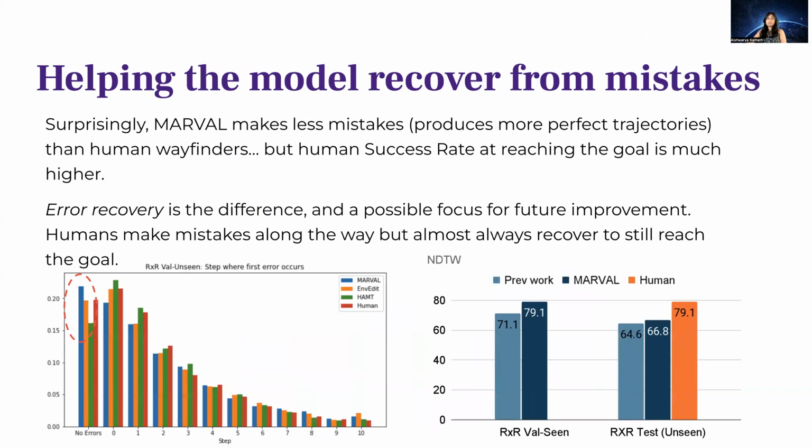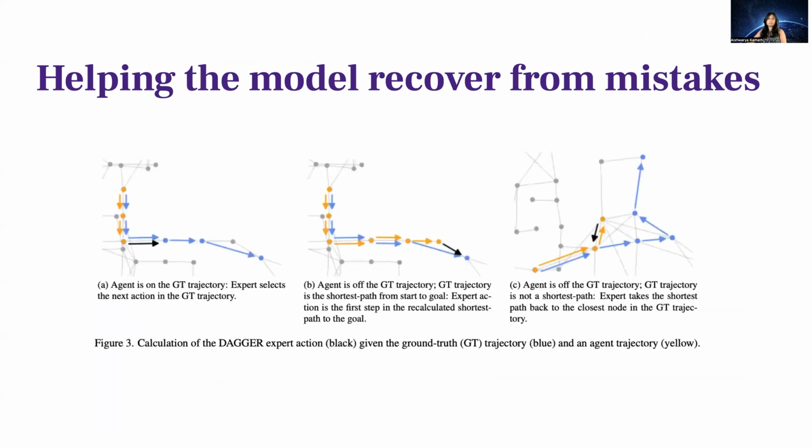Surprisingly, Marvel makes fewer mistakes, which is, it produces more perfect trajectories, as seen on the graph on the left, than human wayfinders. But human success rates at reaching the goal are much higher. You can see this by the improved NDTW score of humans, which is 79.1 compared to 66.8 by Marvel. Error recovery seems to be the difference and is a possible focus for future improvement. Humans make mistakes along the way, but almost always recover to reach the goal.